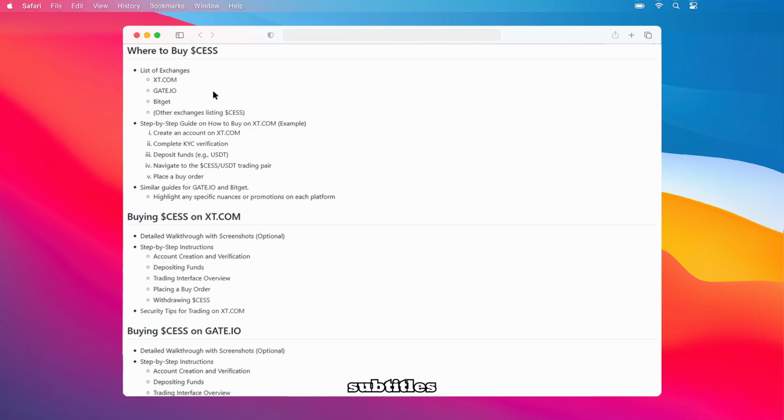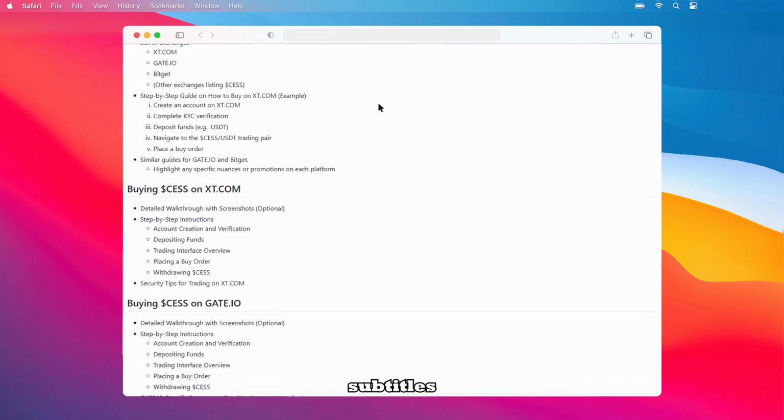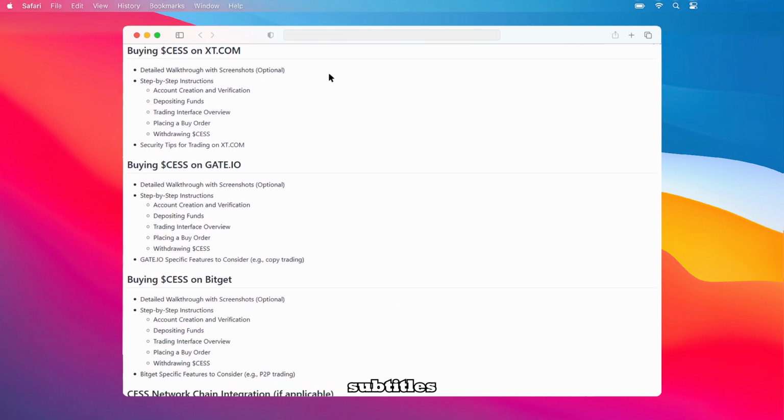Focusing on xt.com, the process begins with account creation and verification. You'll need to provide the necessary information and documents to comply with KYC requirements. Once verified, you can deposit funds, usually USDT, into your xt.com account. Familiarize yourself with the trading interface, locate the $CESS/USDT pair, and then place your buy order. Finally, you can withdraw your $CESS to your personal wallet. Always remember to practice sound security habits when trading on exchanges.